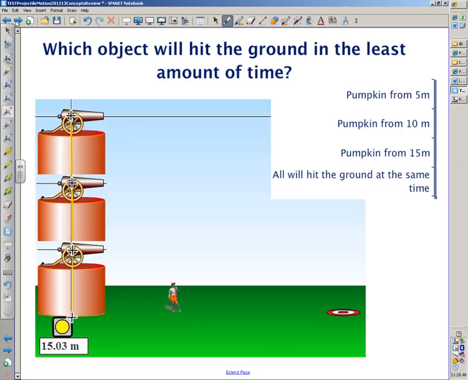But in this case, okay, pumpkin from 5 meters, pumpkin from 10 meters, pumpkin from 15. Which one's going to hit the ground first in this case?